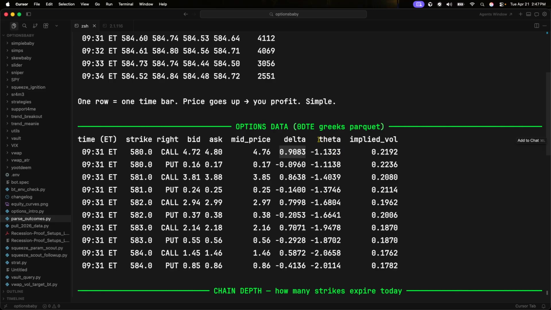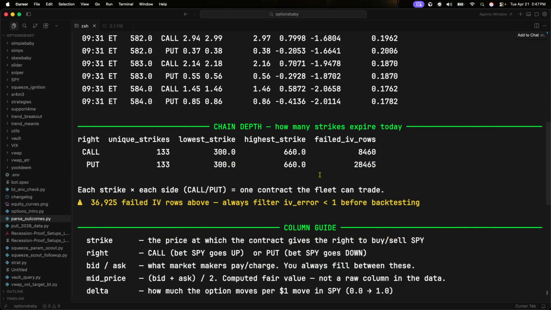And theta represents how much money we are losing just from holding this option, gang, right? So we can see a little bit more differences here, right? And implied volatility is going to be how much movement the market is doing for that particular option contract. So as you can see here, the chain depth. Right now, for the unique strikes for calls, we have 133 for SPY.